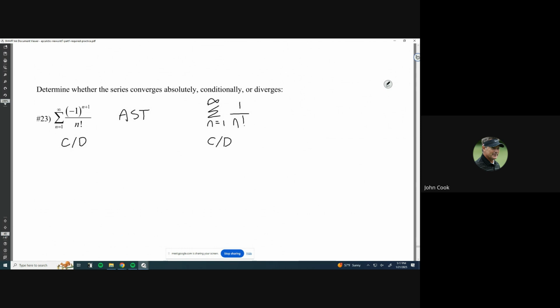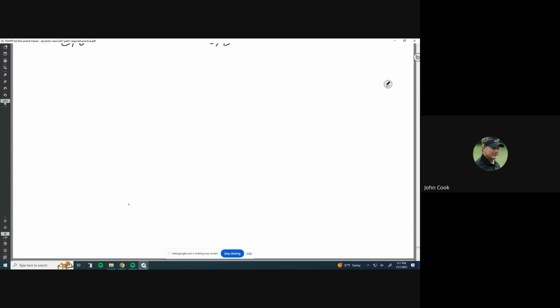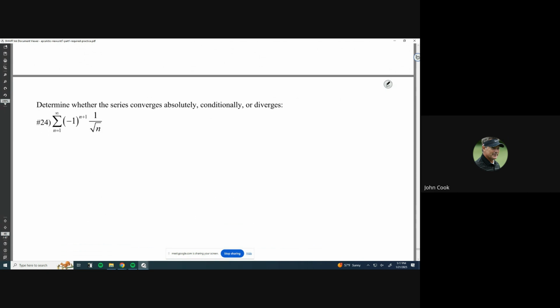For this one, if it's 1 over n factorial, I think I can use the ratio test on this one. But I'll mess around with it when I work on it. But yeah, ratio test could work there, probably for sure. Now let's see, absolute, conditional, or divergence. Again, you can check the alternating series test for this one to see if it ends up working out.